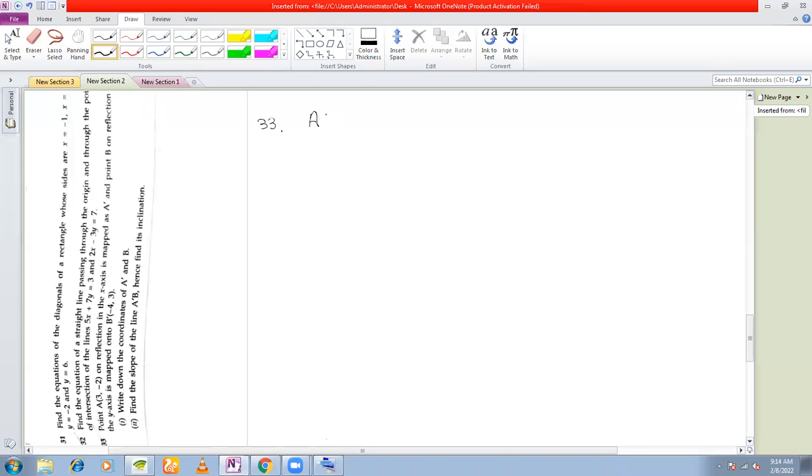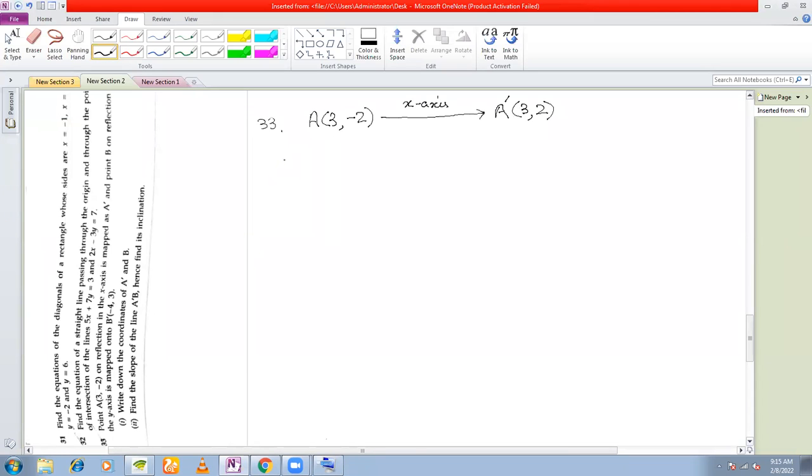First of all, what is the coordinate of A given? 3, minus 2. This (3, -2) is mapped on reflection in the x-axis, right? It becomes a point A dash, isn't it? Now if you remember, how do you reflect a point in the x-axis? You keep the x coordinate intact and you simply change the sign of the y coordinate. So from minus 2, this becomes plus 2. So you have written the coordinates of A dash.